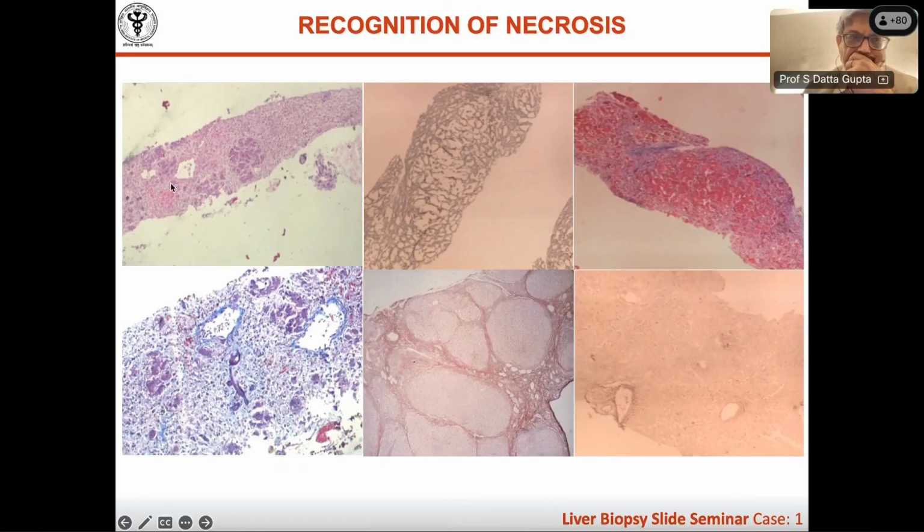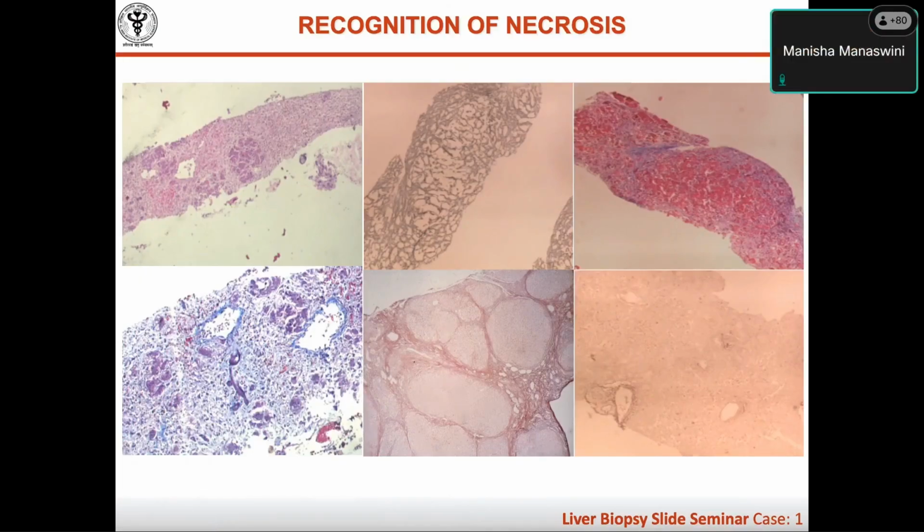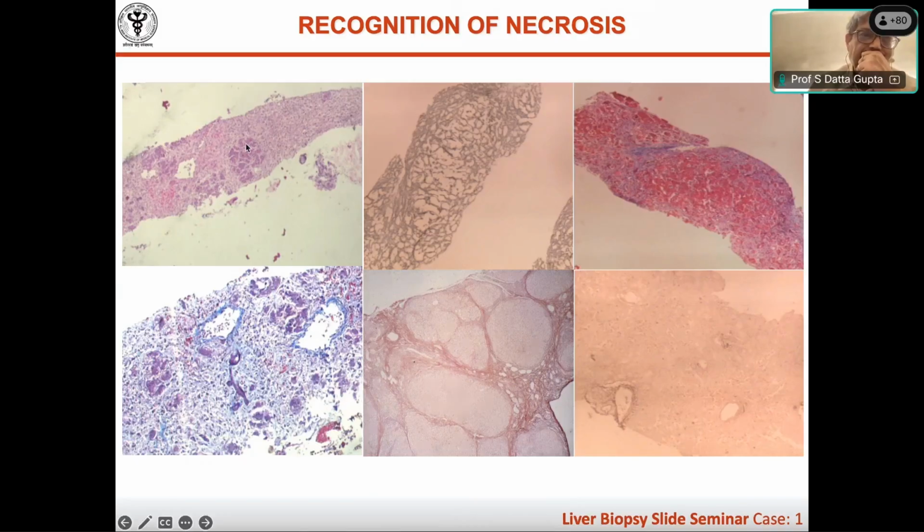This will be bridging necrosis. Very good. This is bridging necrosis, but in this area, all the hepatocytes have gone. So it is panlobular necrosis. Very good. Excellent. So this is panlobular, and there it is pan-acinar. So there is a combination.